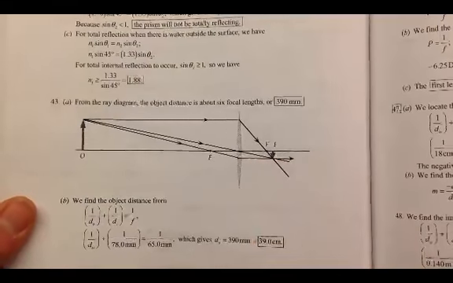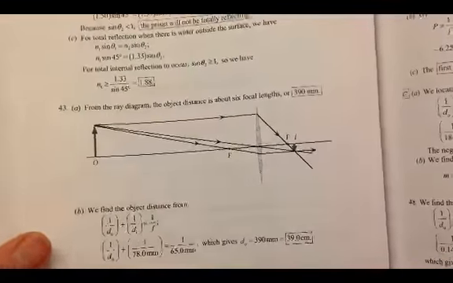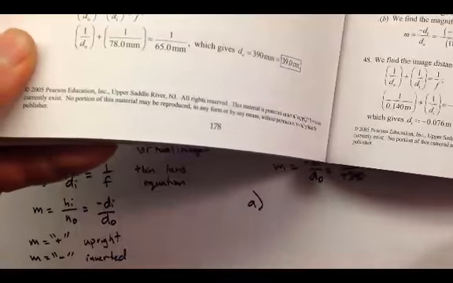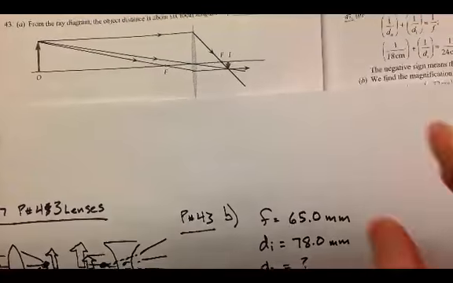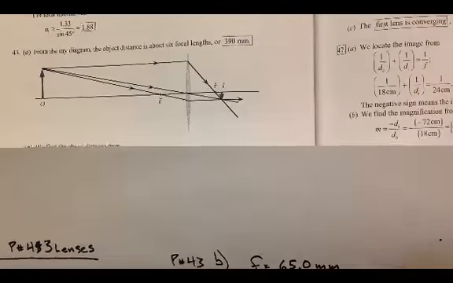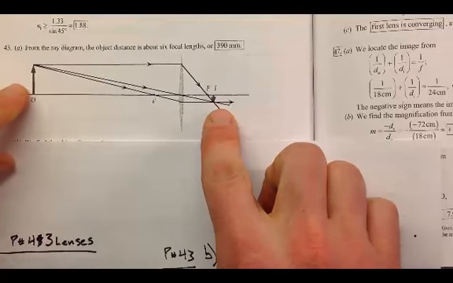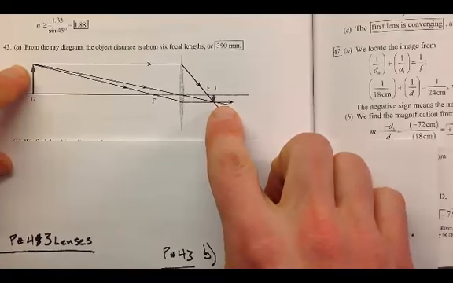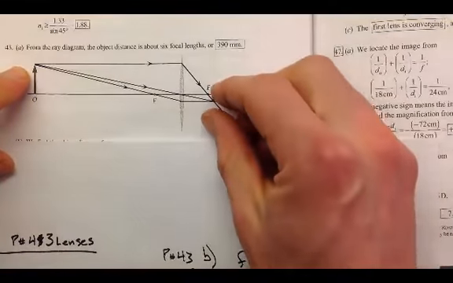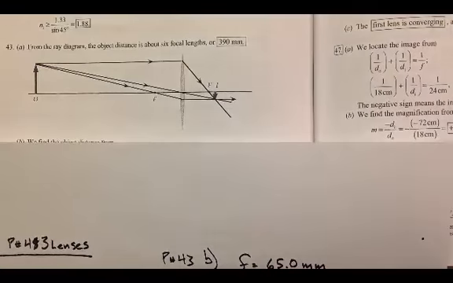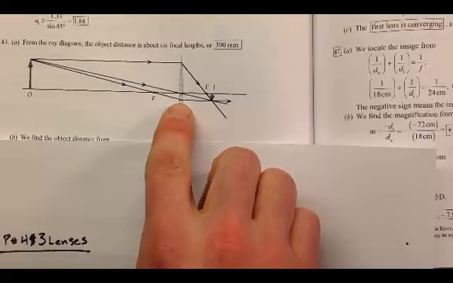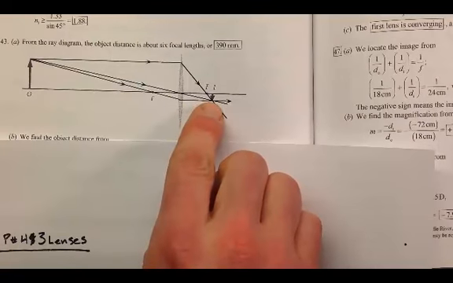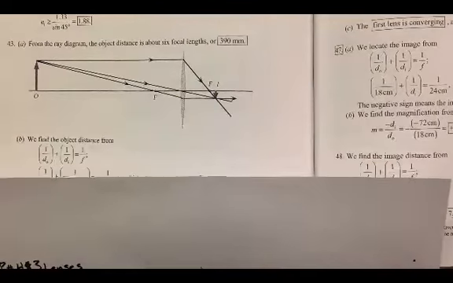Notice a couple things here. The magnification, which we didn't have to solve for, but we did anyway, turned out to be a negative 0.2. And notice in the ray diagram, the image is inverted. It's the opposite, right? It's going down versus up. And it's only about 0.2 times as large, okay? Notice the image distance is positive, meaning this is a real image.